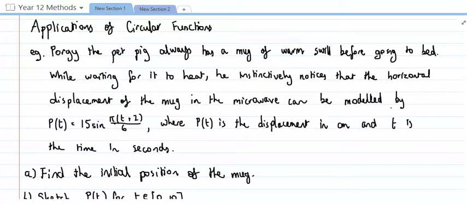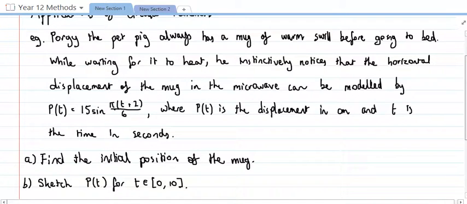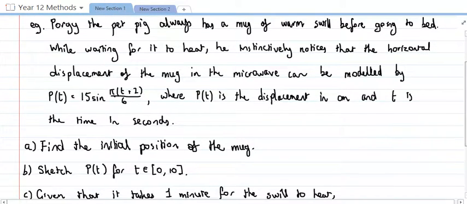So, you know, I just love in this question that the pig instinctively knows that the horizontal displacement of the mug in the microwave can be modelled by P of t equals 15 sine (pi t plus 2) on 6, where P(t) is displacement in centimetres and t is time in seconds. Anyway, so firstly, find the initial position of the mug.